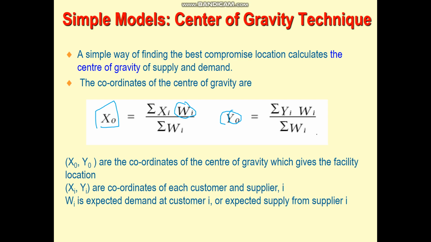So how to calculate XO? We take the sum of XI times the weight WI and divide by the sum of WI, the expected demand or expected supply, and it's the same for YO. YO is equal to the sum of YI times WI, divided by the sum of WI.